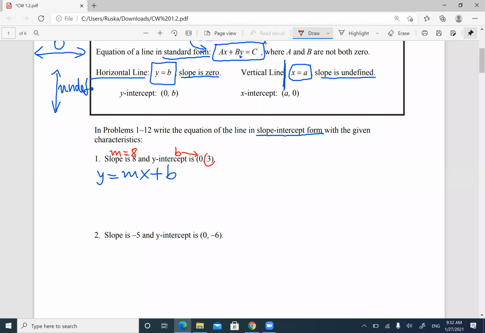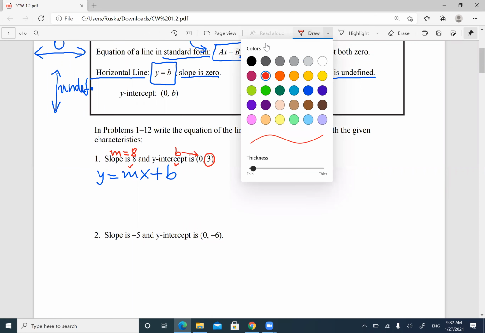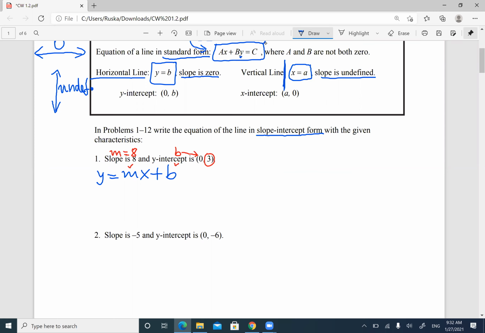So what you're doing in this form, you're gonna replace m with the given number and b with the given number. That's all you're doing, so there is not too much to do technically. So my answer is gonna be y equals 8x plus 3. That's for number 1.